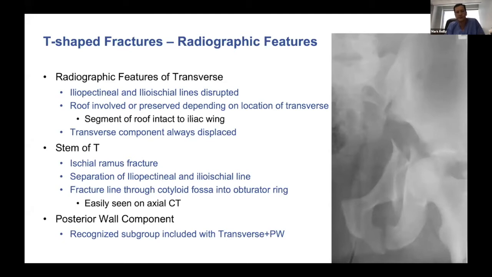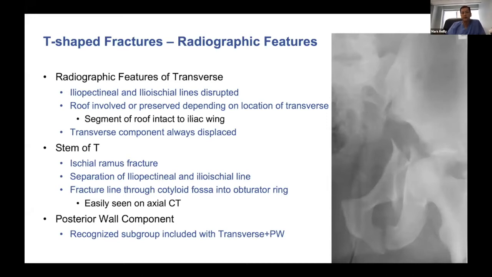You will also very frequently see a separation of the iliopectineal and ilioischial line. If you look at this example on the right, you can see how both are clearly disrupted, but they're also clearly separated in relation to each other. You may also see a disruption of the two limbs of the teardrop, as we can see here, where a portion of the teardrop is with the anterior column component and a portion of the teardrop remains with the posterior column component. The fracture line that exits through the cotyloid fossa into the obturator ring can be difficult sometimes to pick up on plain radiographs, although we will see it usually on the obturator oblique view.